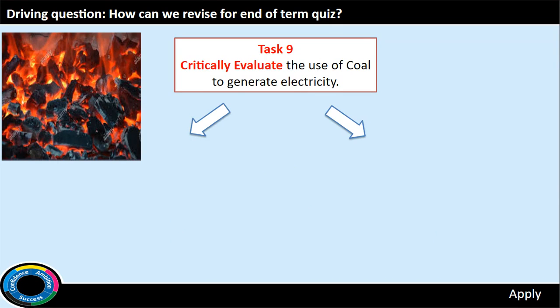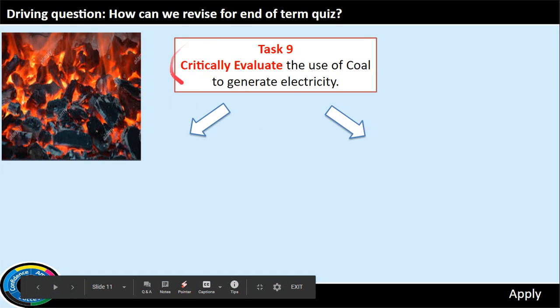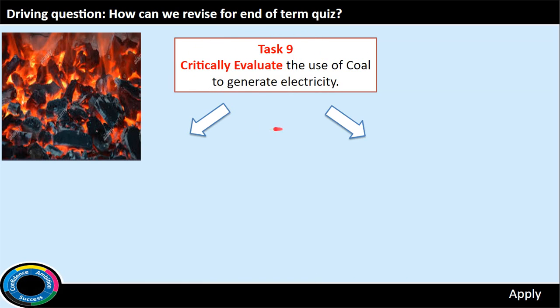Right. Task number 9, very important. When you see the words critically evaluate the use of coal to generate electricity, the word evaluate means give me the good thing. Give me a good thing, or a pro, or an advantage of using coal to generate electricity. On the other hand, when you evaluate, it means give me a bad thing, give me a con, give me a disadvantage of using coal to produce electricity. So you need to look at the good and the bad when you see the word evaluate.